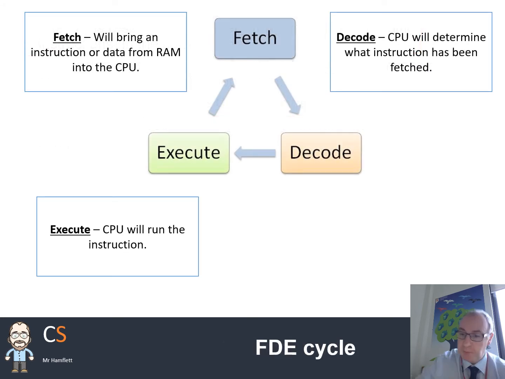The last thing we need to be aware of is the FD cycle. The FD cycle is really simple. You don't need to know this in massive detail. You need to know that it fetches, which means getting stuff from RAM into the CPU so we can actually run it. Decoding means, I've got a bunch of ones and zeros, what on earth does that mean? Oh, I know. I've decoded it, worked out which instruction it means.